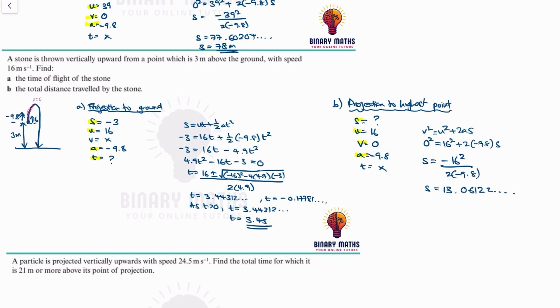13.06122, and so on. Now we're trying to find the total distance travelled. So total distance travelled will be 2 times this number. It's going to go there and it's going to come back, which is the same amount, and then plus 3. So it's going to be 2 lots of what I just worked out, which is 13.06122, plus the 3 from obviously the point of projection to the ground, which works out to be 29.1244, which is 29 meters to 2 significant figures.